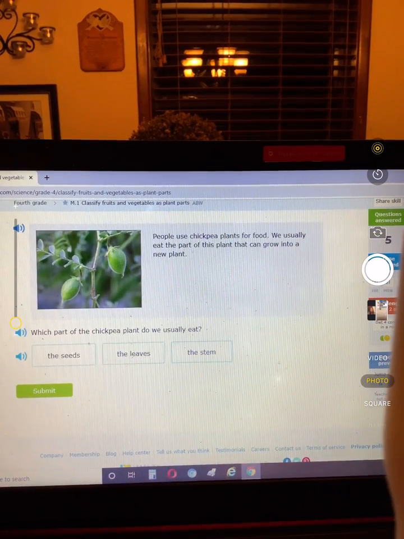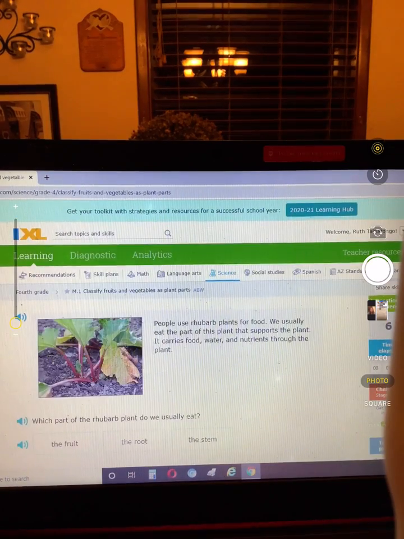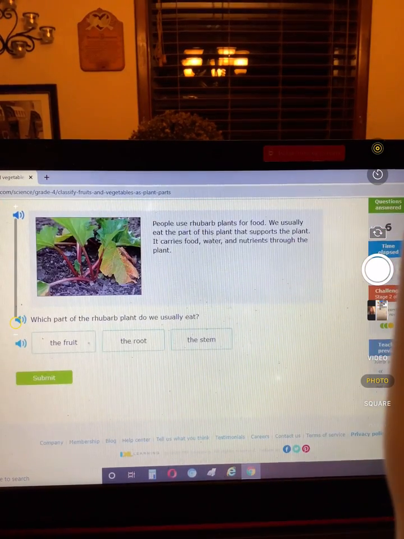People use chickpea plants for food. We usually eat the part that can grow into a new plant. What can grow into a new plant? The seeds. Okay.